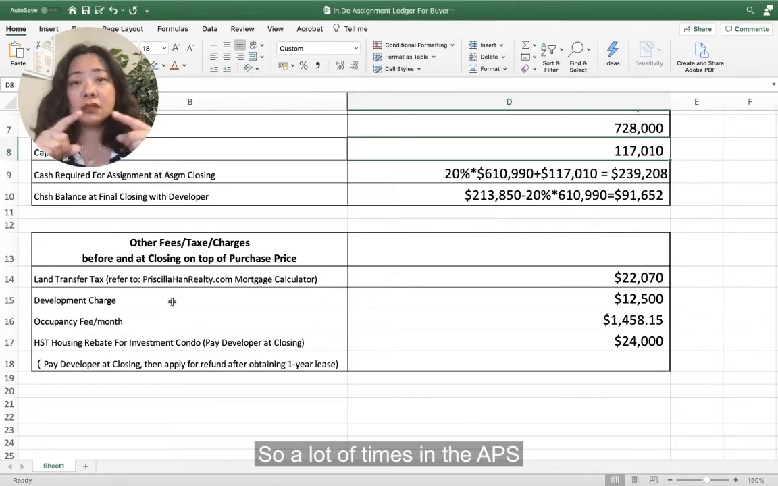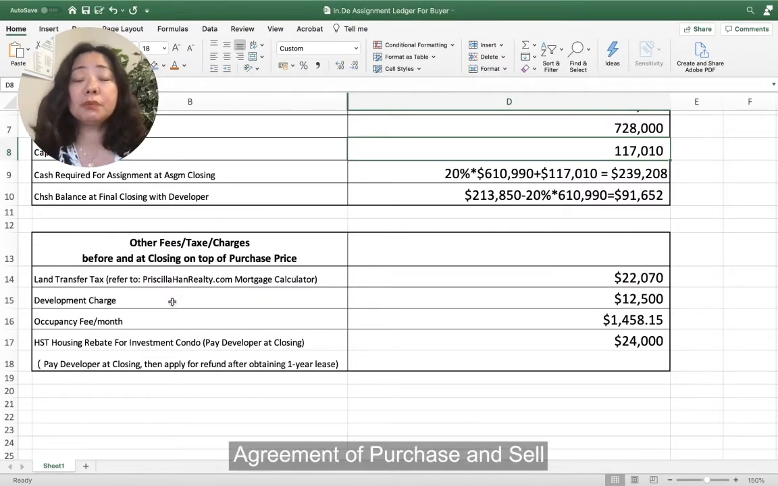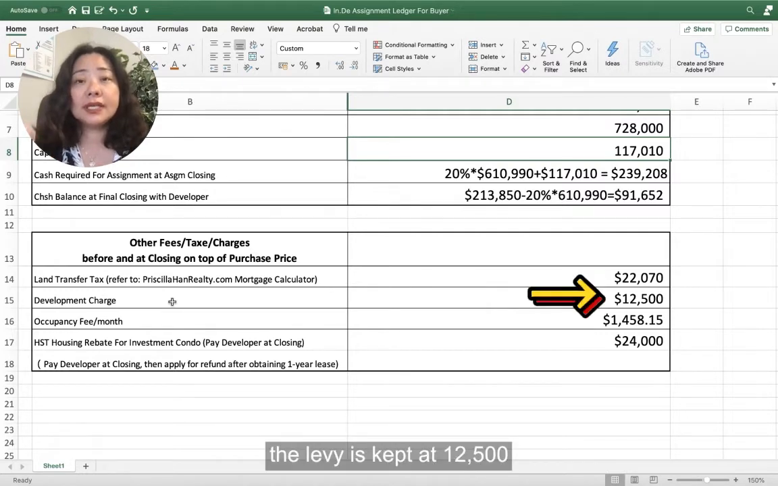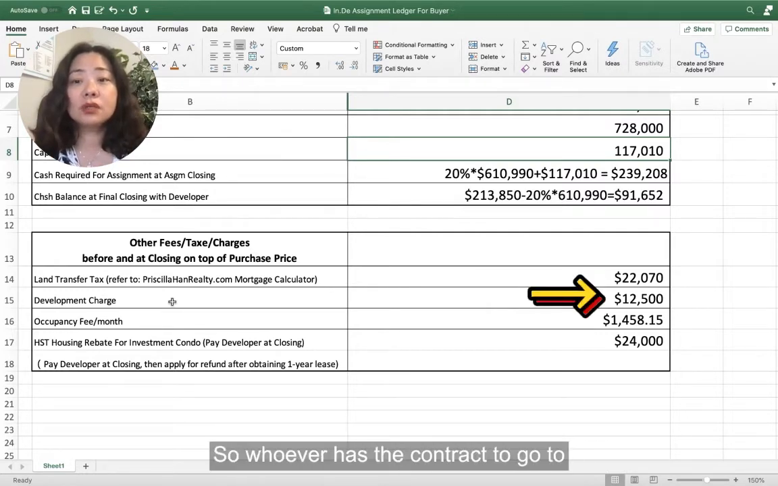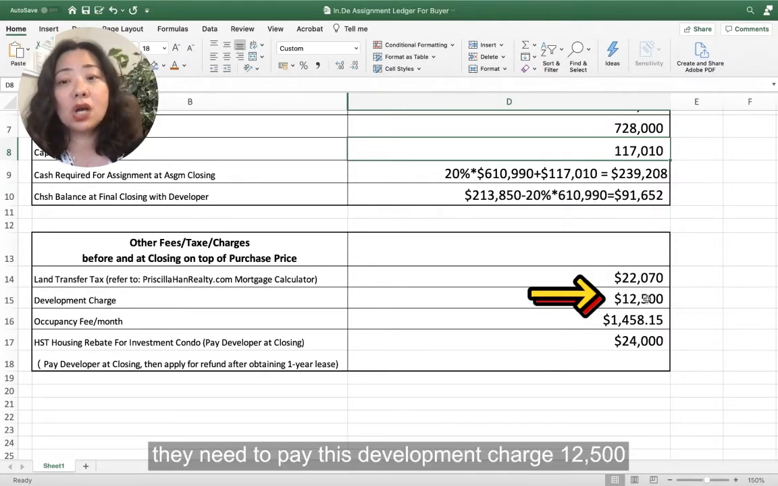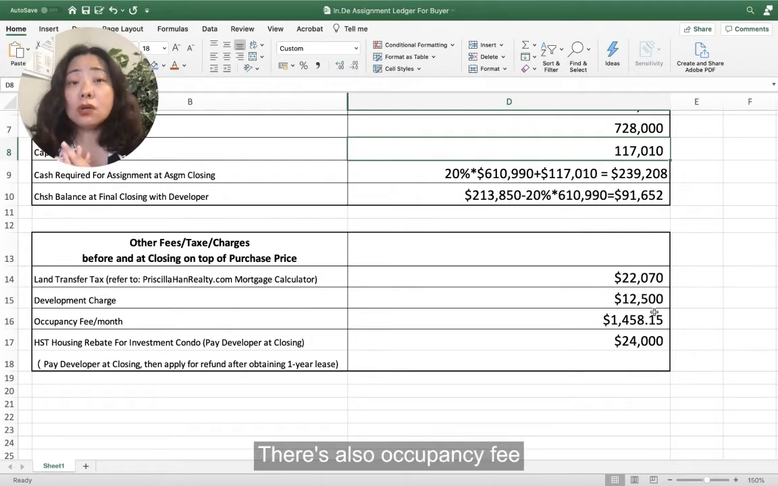So a lot of times in the APS, the agreement of purchase and sale, the developer already specifies for one bed, the levy is capped at how much, 1+1 capped at how much, and two bedroom capped at how much. For this unit, the levy is capped at $12,500. So whoever has the contract to go to final closing with the developer needs to pay this development charge, $12,500.